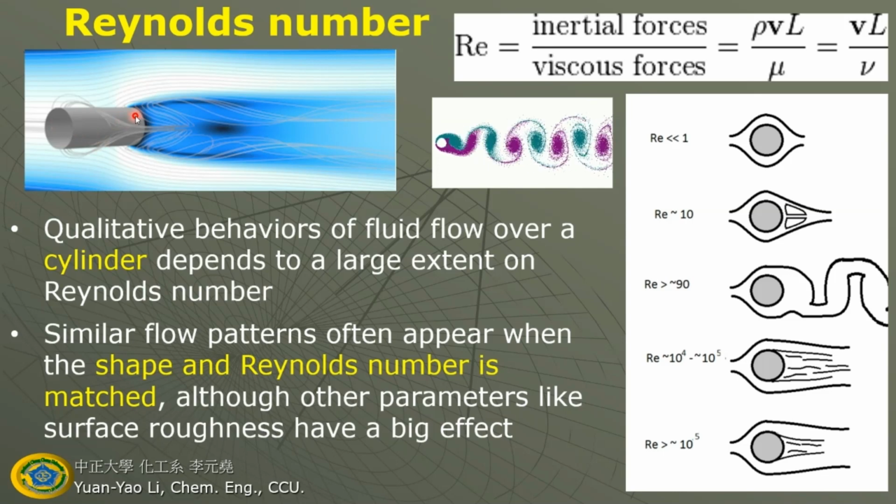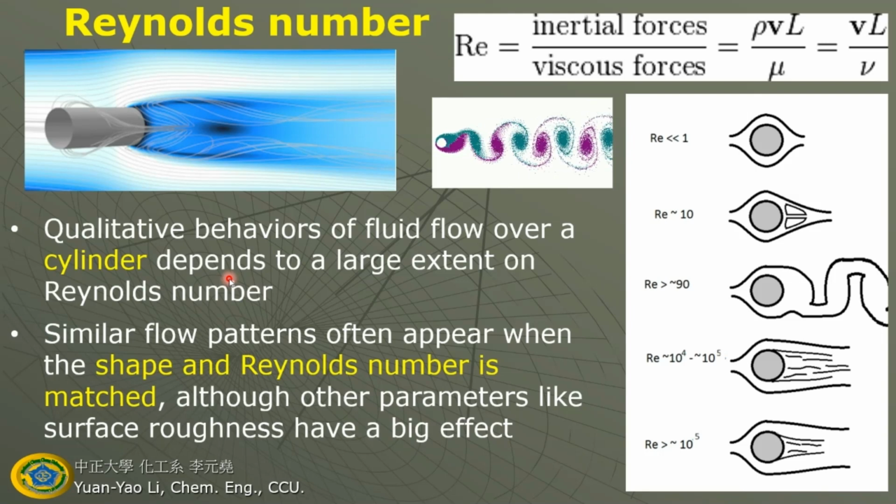You have a cylinder bar, and the water flows from the left to the right. Once the water flow meets this cylinder bar, some of it goes up, some of it goes down, right? So you will make a pattern. It depends on the speed of the water. If it's very fast, you find one pattern. If it's very slow, you find another pattern. So similar flow patterns often appear when the shape and the Reynolds number are matched. So once I tell you the Reynolds number of this situation, you'll realize what kind of pattern you can get.